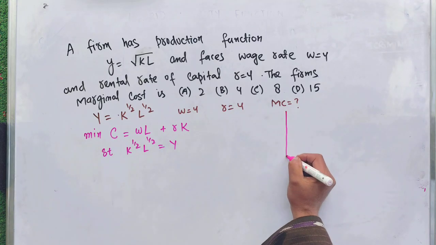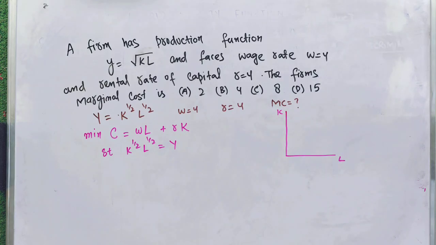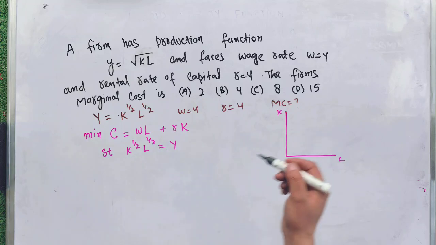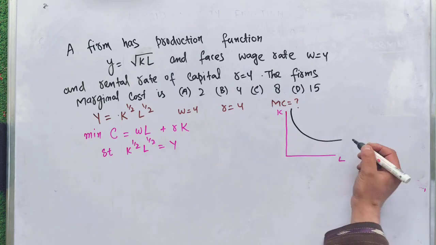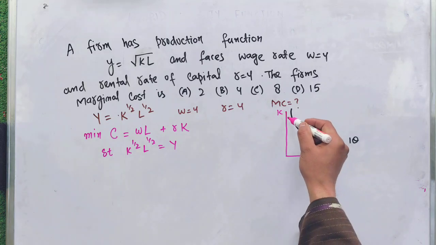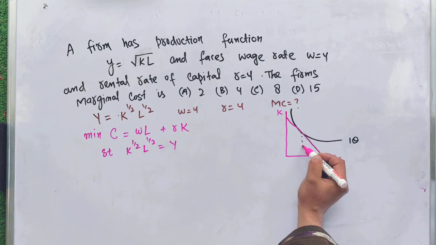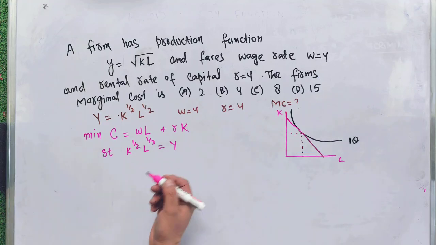So graphically what we want to do, if we have labor on the horizontal axis, capital on the vertical axis, with the given production constraint, let us say this is our isoquant, we want to minimize the cost of producing. Okay, so it will happen at a point where the isocost and isoquant are tangent to each other. Okay, so let us first solve it.